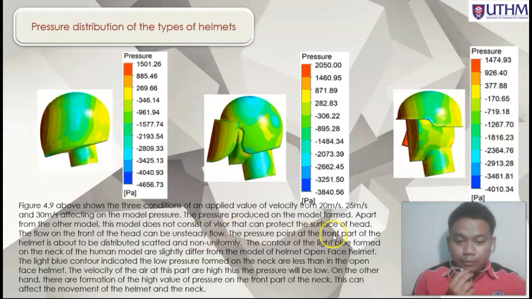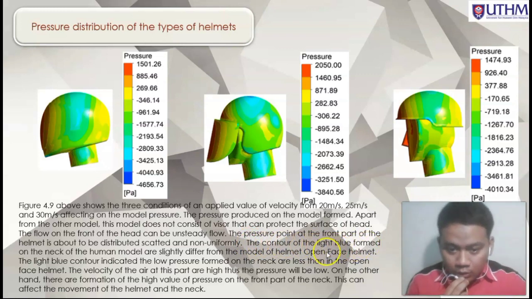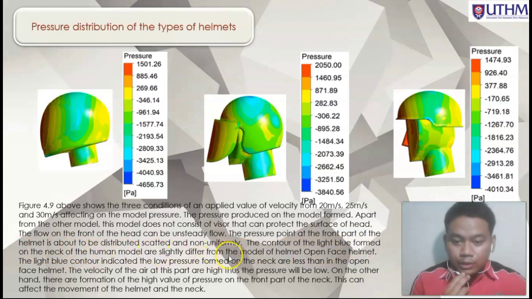The pressure point at the front part of the helmet is about to be distributed, scattered, and uniformly. The contour of the light blue forms on the neck of the human model are slightly different from the model of the open face helmet. The light blue contour indicates the low pressure formed on the neck is less than in the open face helmet. The velocity of the air at this part is high, thus the pressure will be low.